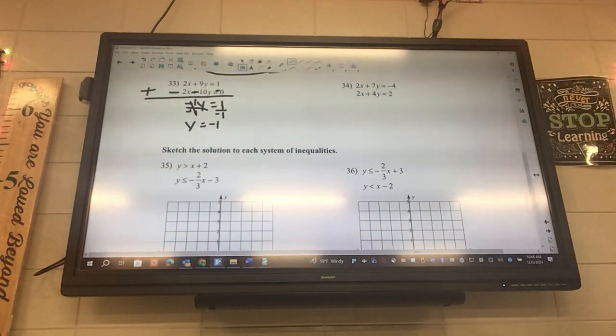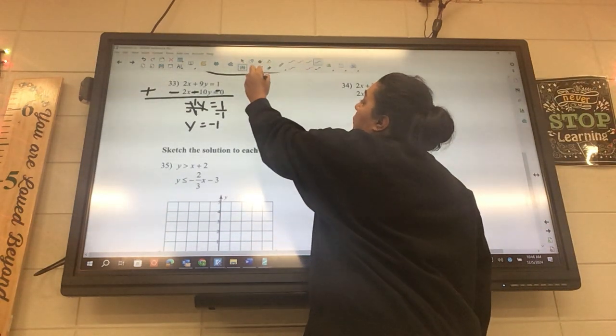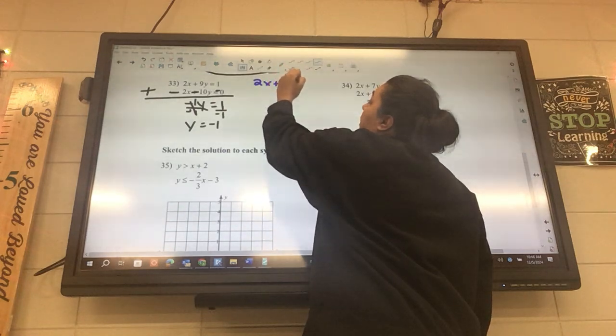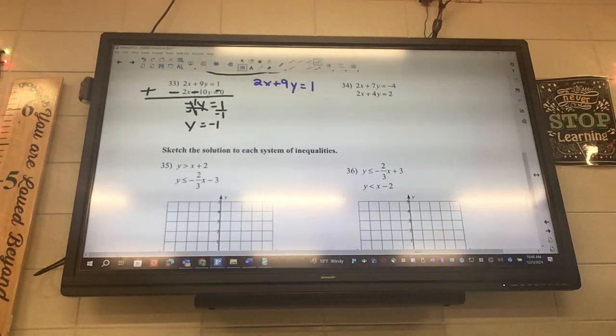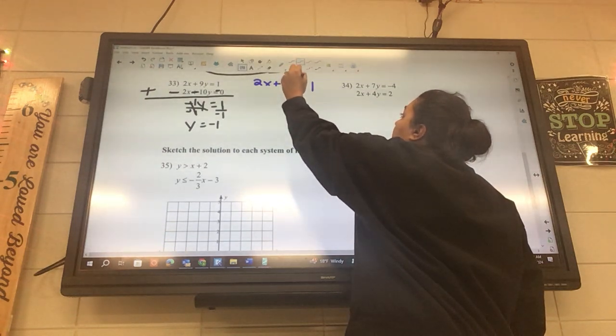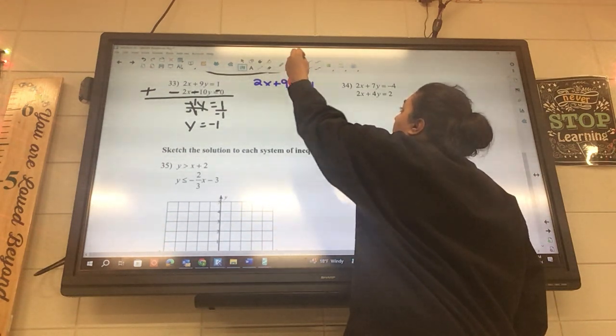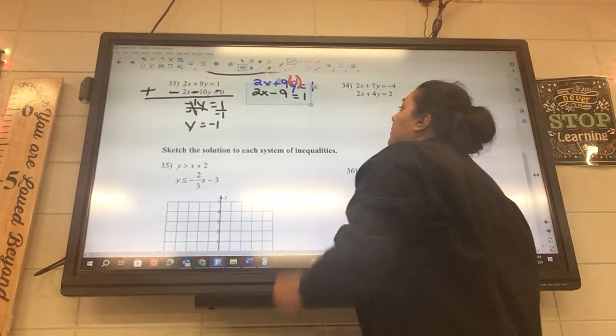Which equation do we have to plug back into? The first one. Why the first one? Yeah, so when we plug it back in, you have to use an original equation, something that has not been changed. And we changed equation 2, so you have to use equation 1. So it's going to look like 2x plus 9y equals 1. And instead of y, what can I put? -1. So it's going to look like 2x minus 9 equals 1.